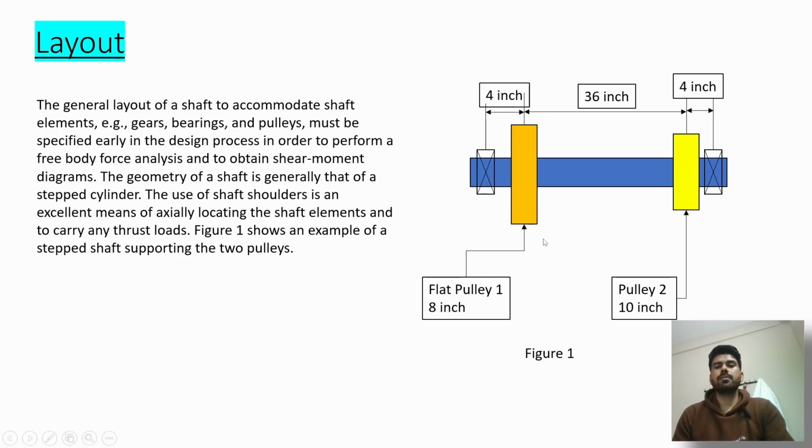It is supported by pulley 1, pulley 2, and this in green color, in blue color is the shaft, and these cross portions 1 and 2 are here. These are bearings and the spacings are given. So this type of layout you will have to plan in the first phase of designing a shaft.